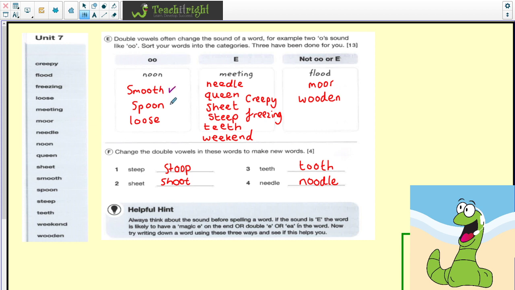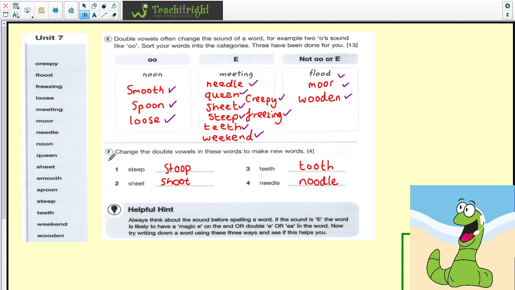So we've got smooth, spoon and loose. And then we've got, for the E sound, needle, queen, sheet, steep, teeth, weekend, freezing and creepy. And then not the OO or E sound, we've got flood, more and wooden.